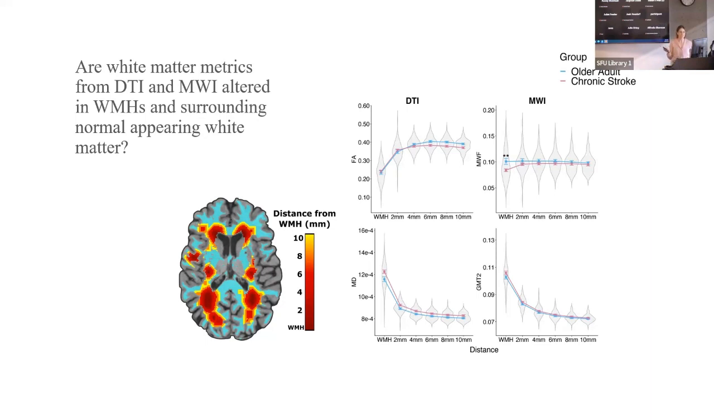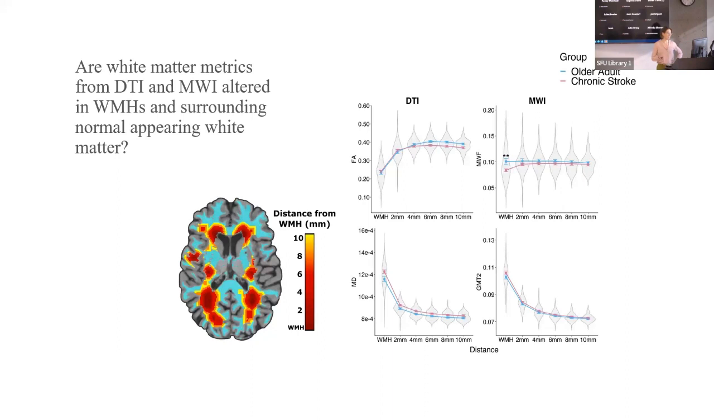So in the older adult groups, we see no difference really in the white matter hyperintensity and perilesional tissue. And then in the chronic stroke group, we saw a significant group by distance interaction. And post-hoc contrast revealed that it was within the white matter hyperintensity itself that individuals with chronic stroke had lower myelin water fraction, but there were no alterations in the perilesional tissue.